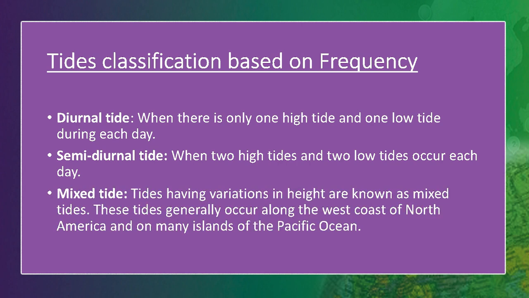Mixed tide: tides having variations in height are known as mixed tides. These tides generally occur along the west coast of North America and on many islands of the Pacific Ocean.